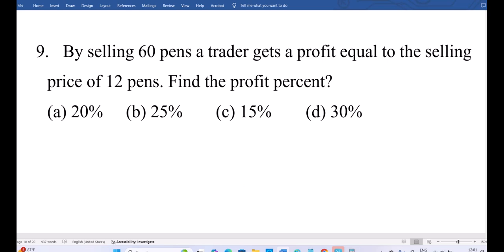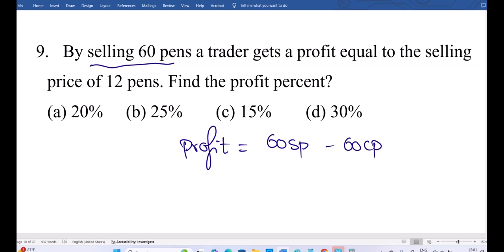Profit is selling price minus cost price. One important thing: when you want to decide profit or loss, quantities must be the same. Here, how many articles did you sell? 60 pence selling price means 60 pence cost price. They did not mention 60 pence cost, but you have to take it. When deciding profit or loss, both quantities must be the same. Then only can I say what my profit or loss is. They clearly mention in the question 60 pence selling price, so I have to take 60 pence cost price by default.